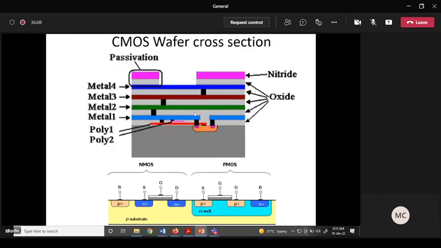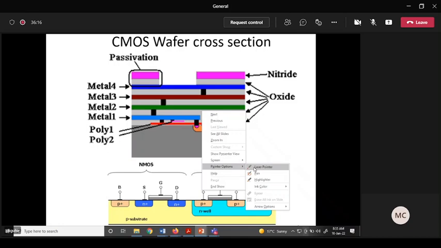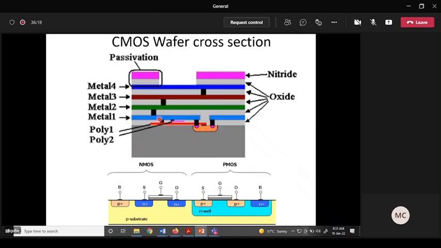We isolate those metal layers with oxide layers, and if we need, we can remove oxide from a specific place, like here you see these black lines. In this particular place maybe metal 3 needs to be connected to metal 2, or metal 2 needs to be connected to metal 1, and there oxide will be removed, so a hole will be created, and a metal will be deposited, so that metal 2 is connected to metal 1, metal 3 is connected to metal 2. This is often known as via.